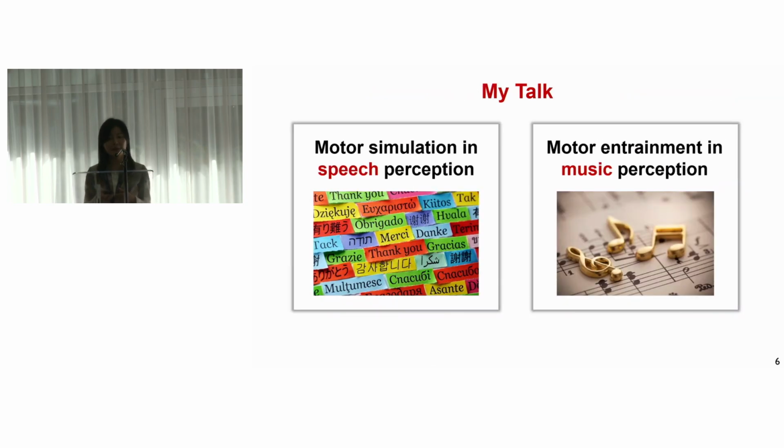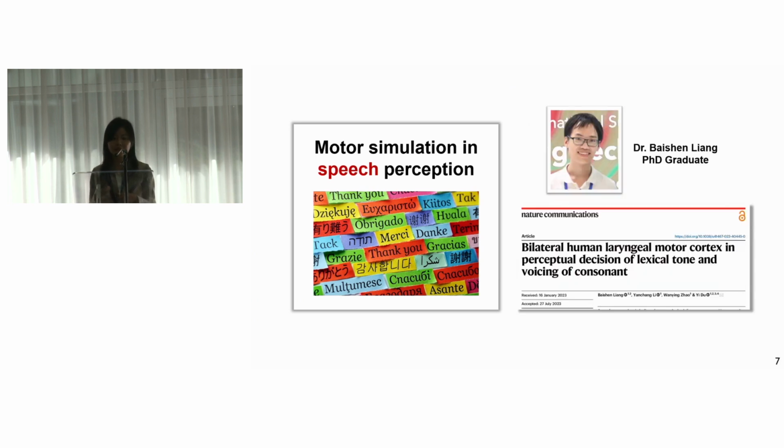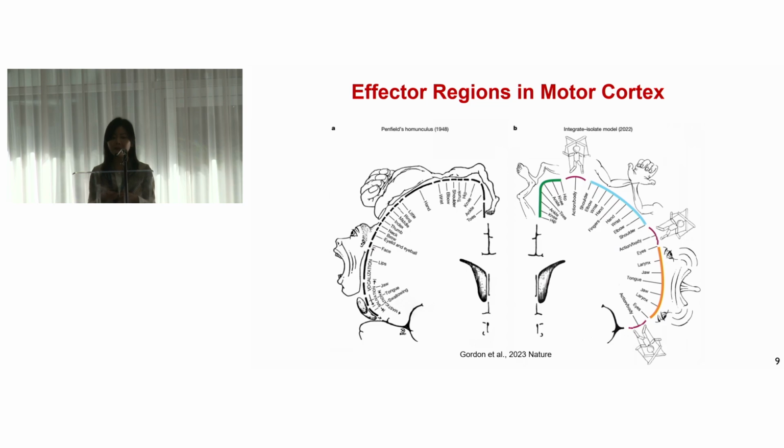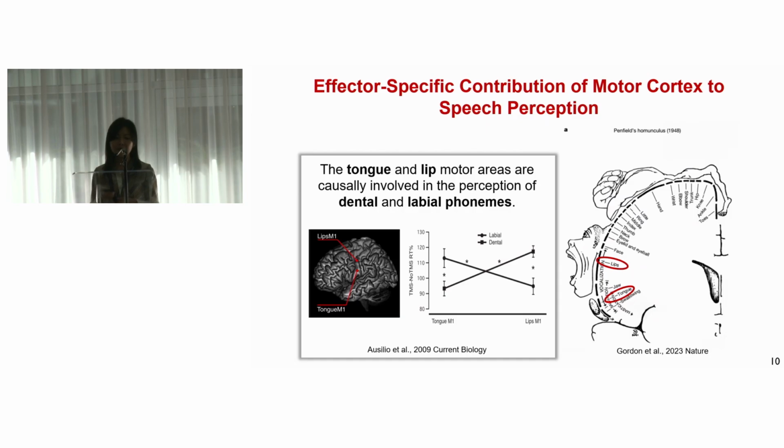My talk today will focus on two parts. The first part is motor simulation in speech perception, and the other part is motor entrainment in music perception. The first one is already published. We know there are effector regions in motor cortex, whether it's the traditional Penfield's homunculus, or a newly found, more symmetric pattern. When we use TMS to inhibit the lip and tongue motor areas, we found it impairs the perception of dental or labial phonemes. So it means those motor areas make an effector-specific contribution to speech perception.